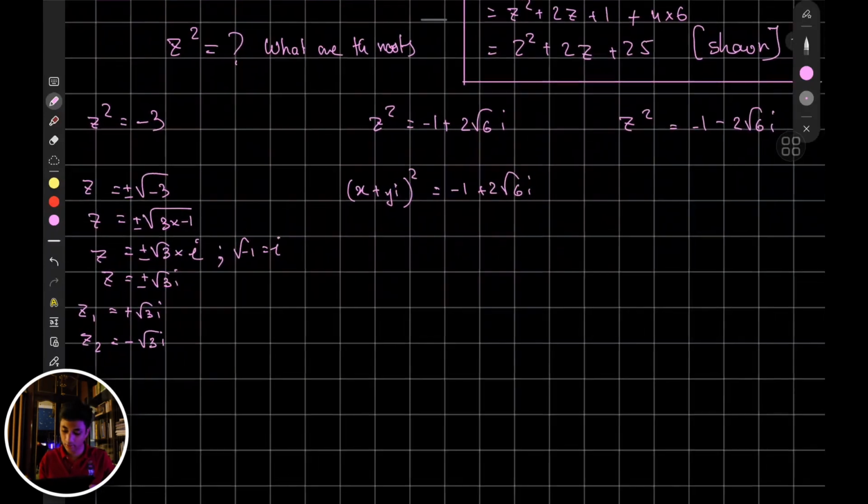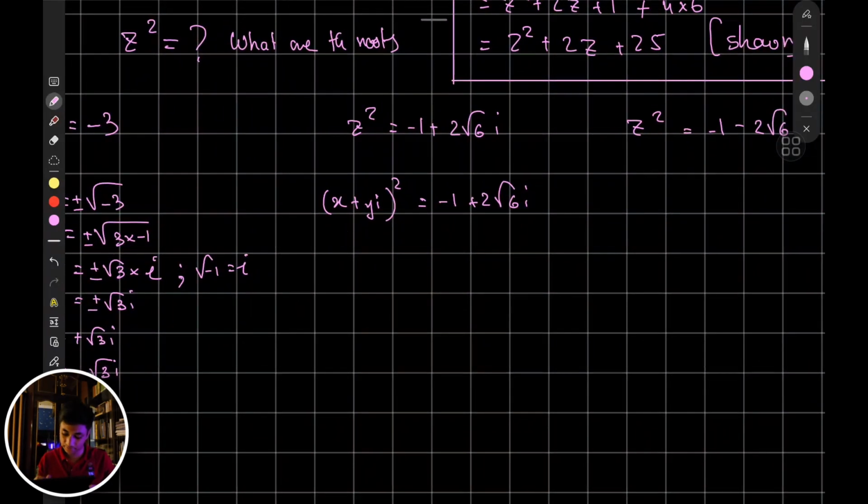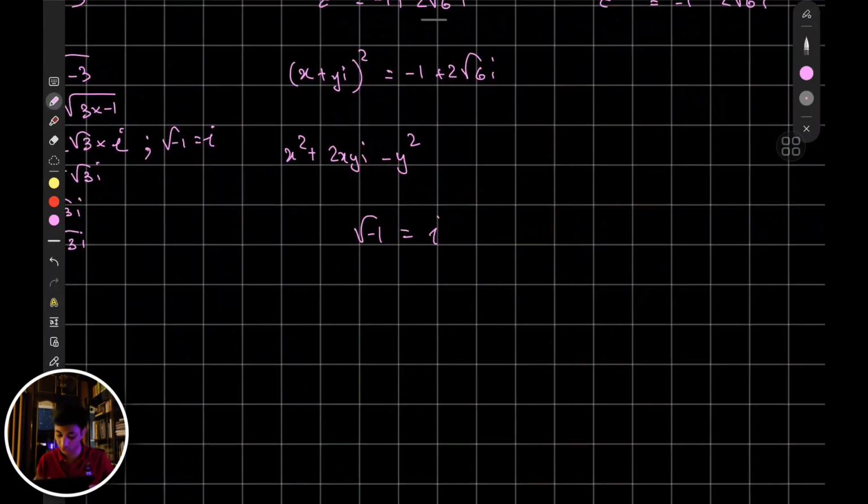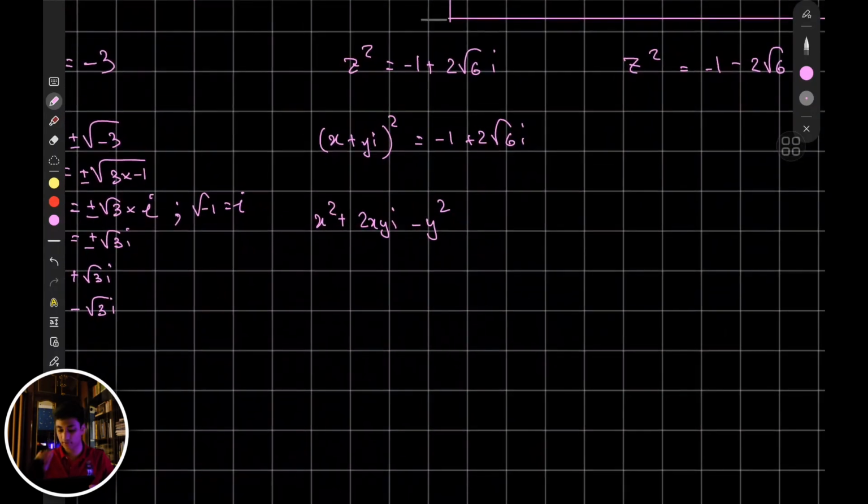So now you expand this and get x square plus 2xyi minus y square. Minus, because i squared is minus 1. Why? Because the root of minus 1 is imaginary, iota. So if you take the square on either side, it becomes i square, and i square is equal to minus 1. So that is why minus y square, because i is getting squared. Great. So this is equal to minus 1 plus 2 root 6i.